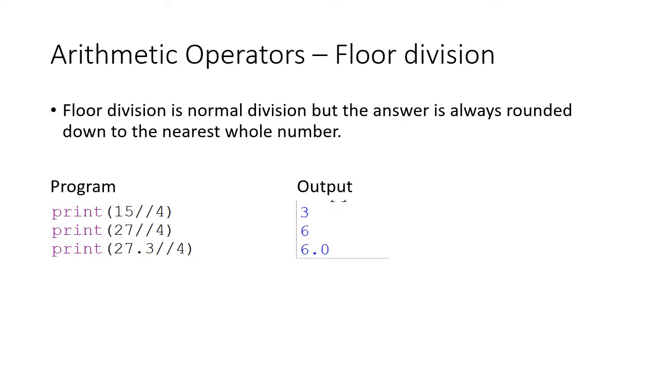Okay, floor division. Those of you who are in computer science, this is how division works in Java, all division. But in Python, you have to use this specific operator to do floor division. It just rounds down to the nearest whole number. So 15 divided by 4 would give us 3. 27 divided by 4 would give us 6. And if you have a float number in there, when you do floor division, it gives you a float as well. So 27.3 divided by 4 would be 6.0 instead of just 6.